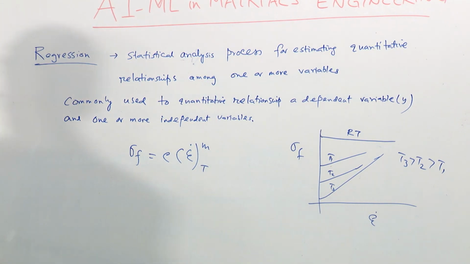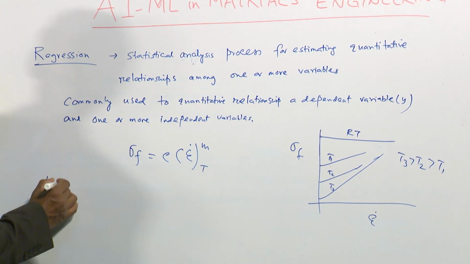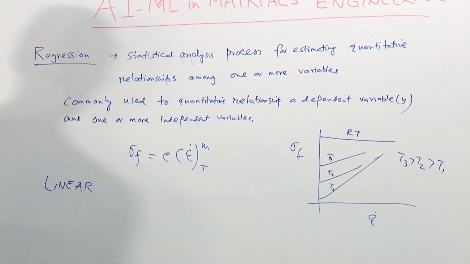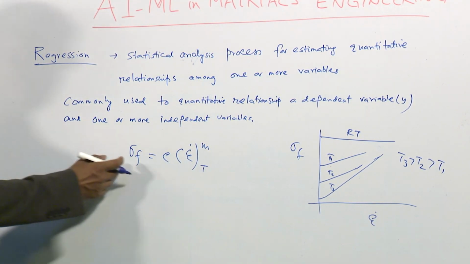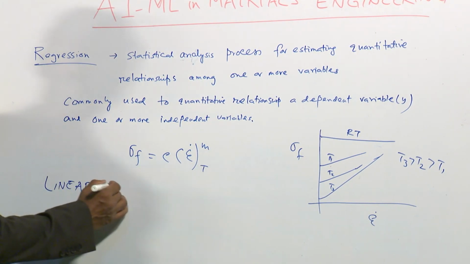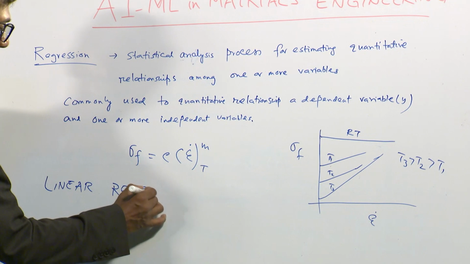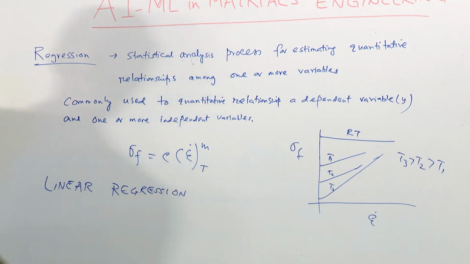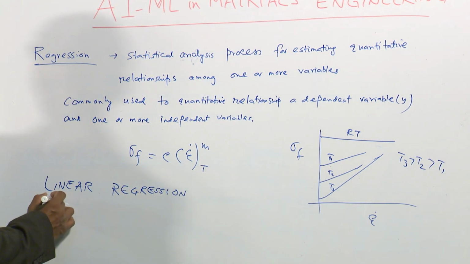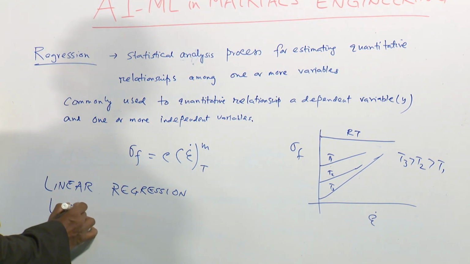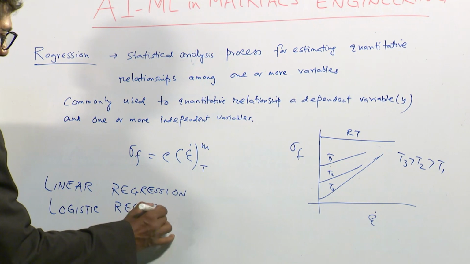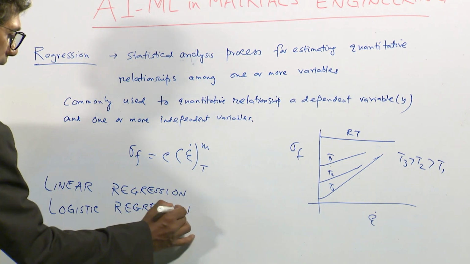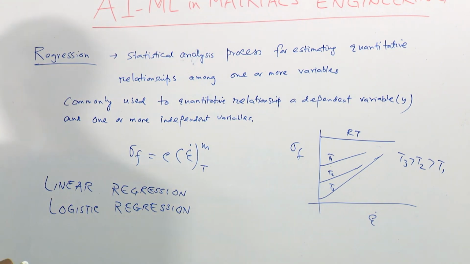Now the question is: there are different types of regression. The first one is linear regression. This equation is obviously not linear; it is a highly non-linear equation. Linear regression is a very simple regression technique which is easy to understand. Then you can have logistic regression. We will talk about each of these separately, because you will be using this regression tool in the machine learning toolbox quite a lot. Then you have polynomial regression.